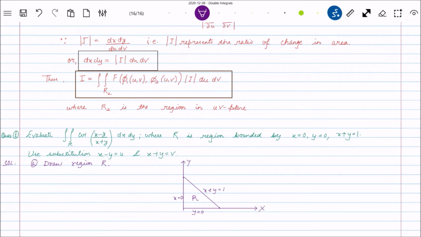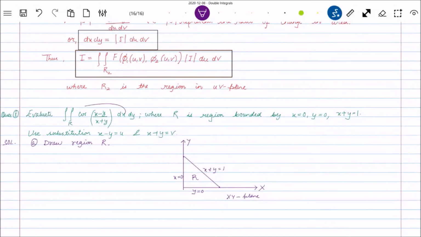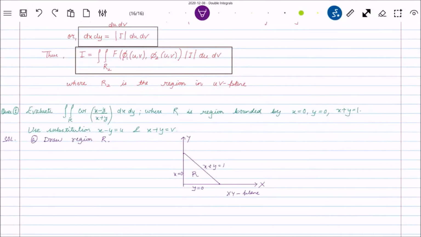But unfortunately we are not able to integrate this function in this xy plane. This is the xy plane. I will write that because this is the original region we are given, but unfortunately this is not going to work. Why is it not going to work? Because this function is not easy to integrate either with respect to x or with respect to y first. So we have to use a change of variables, and in fact that is given in the question. The question is asking you to use these substitutions.